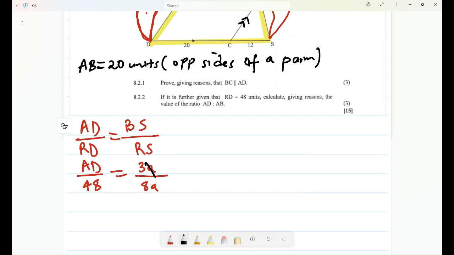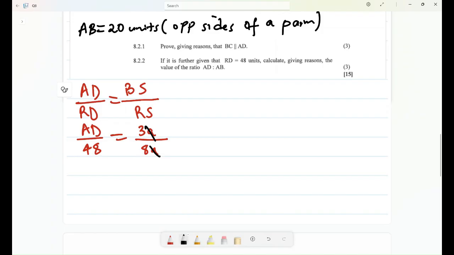Can you see that these A and A will cancel off? Now I can just cross multiply and play with mathematics. Therefore AD is equal to 3 divided by 8, then I multiply this to the other side, multiplied by 48. Therefore AD will be equal to 48 divided by 8, which is 6. 6 times 3 is 18 units. Now I know AD, it is that one.